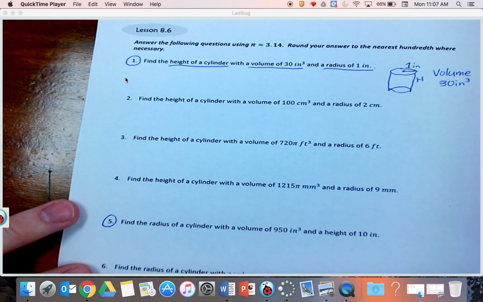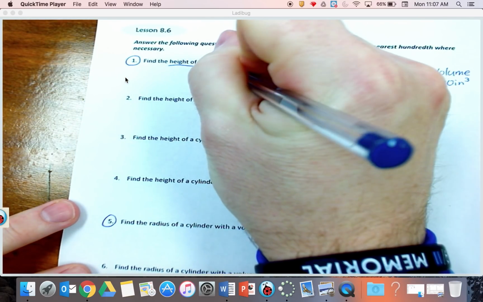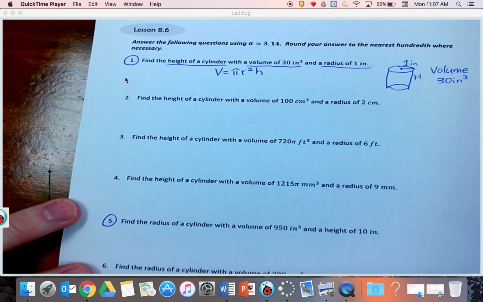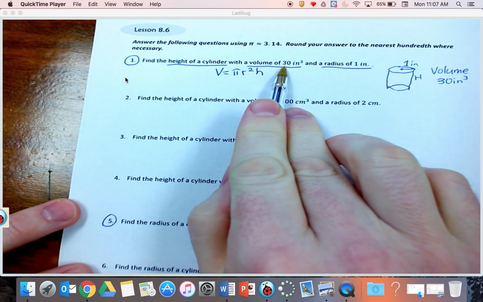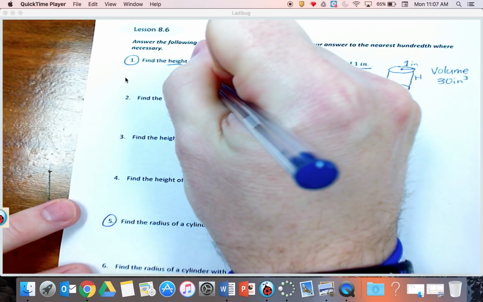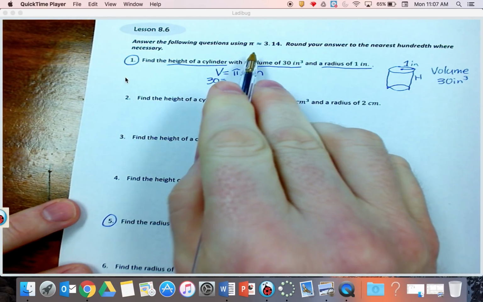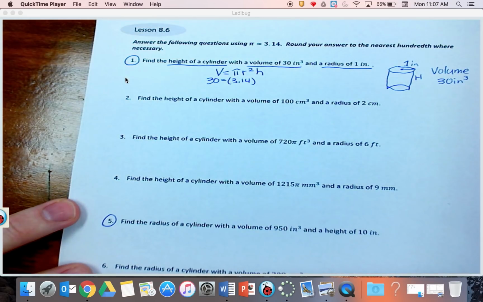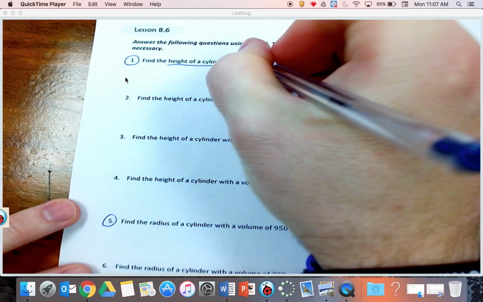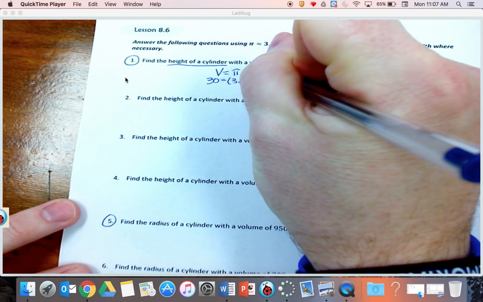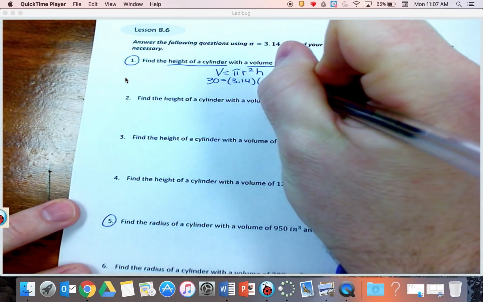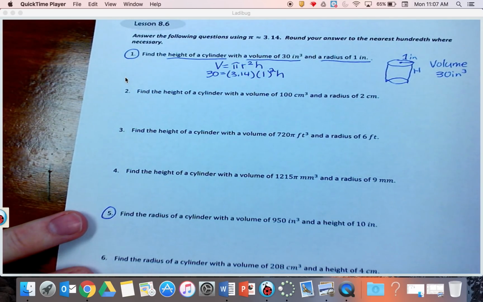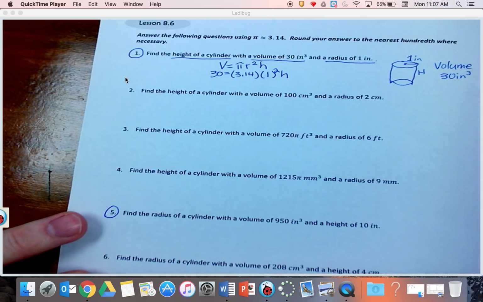Basically, we start by writing out the equation. Volume is going to equal pi times the radius squared times the height. And we fill in what we know. We know that volume is 30, so it goes under the V. Pi, we're going to use 3.14. That has always been given to us. The radius is 1, and we're going to square it. And the height we don't know. Now that we have it set up, we can solve this problem.